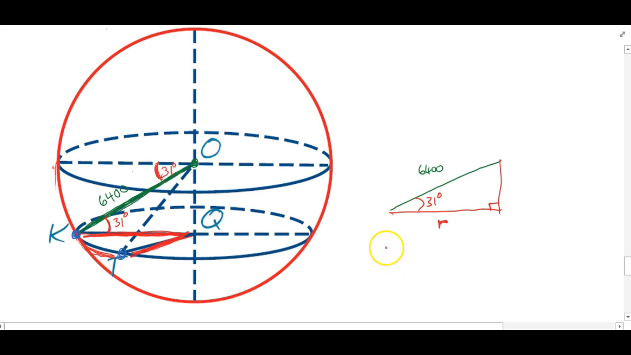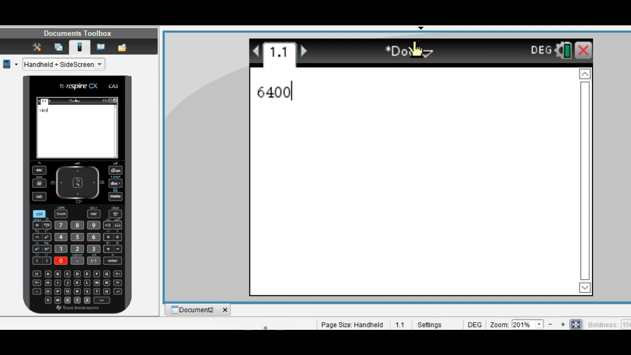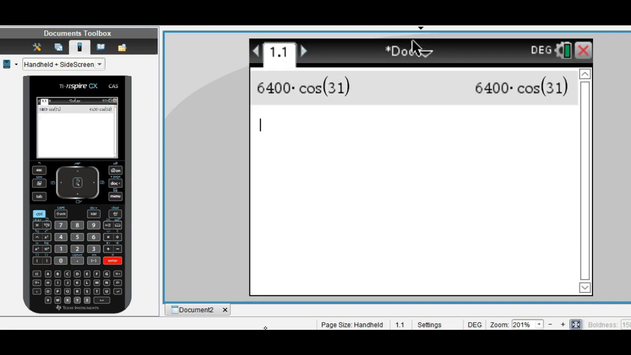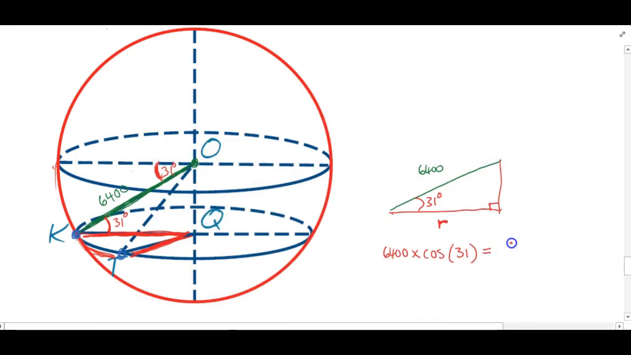So we're going to do 6,400 times cos 31 to get the new radius of the small circle where they are both aligned. So just quickly type that one in. 6,400 times cos brackets 31 degrees. Okay, press Control Enter to get the approximate. Okay, so it's 5485.87. Okay, now we've got the radius now of this small circle.